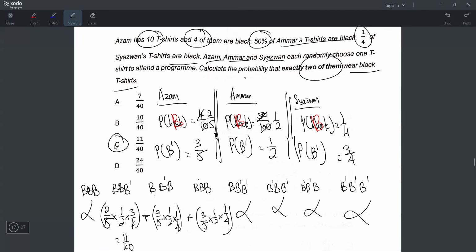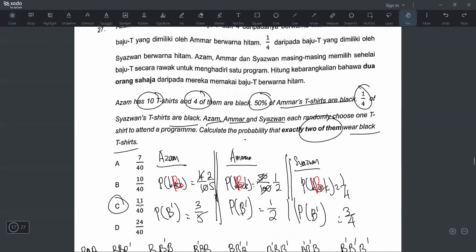Okay, let me try. 2 over 5 times 1 over 2 times 3 over 4 plus 2 over 5 times 1 over 2 times 1 over 4 plus 3 over 5 times 1 over 2 times 1 over 4. Yeah, 11 over 40. So that is the answer. Okay, one more thing. If you don't simplify here, can also. If you never simplify, you take 4 over 10, you can also get the same answer at the end. Alright, that's it.